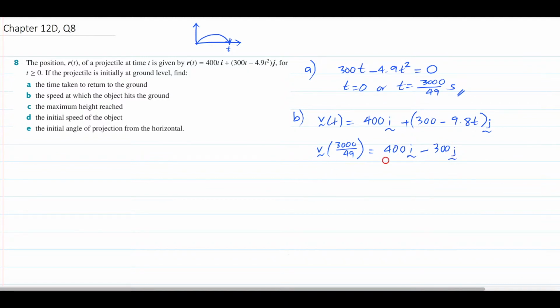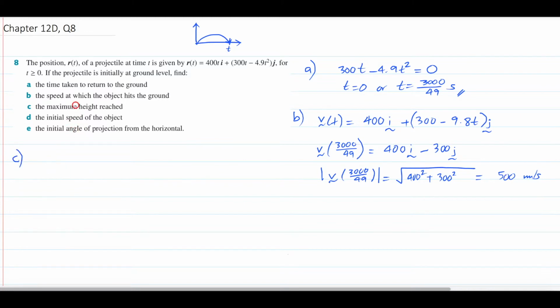Now this is only velocity. We want to find the speed. If you want to find the speed, this is an important concept: you just find the magnitude of your velocity vector at that time, at 3000 over 49 seconds. We've done the magnitude of a vector in chapter 2. You just square your coefficients, so that's 400 squared plus negative 300 squared, but negative squared is the same as positive squared, so I'll just write it as positive. Your final answer should be 500 meters per second. So that's your speed. The projectile hits the ground at 3000 over 49 seconds at a speed of 500 meters per second. Now let's answer part C.